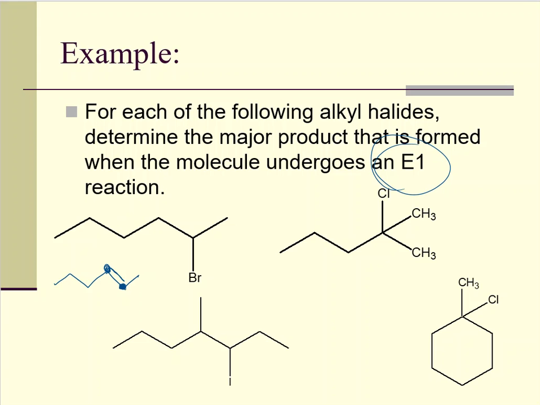Next one, number 2. Let me redraw again. And then it looks like we have a methyl group that's here, and we also have a chloro group that's there. So an E1 reaction is going to happen. Eliminate. So bye-bye chlorine, bye-bye bond. So there we go. So that forms a full-blown carbocation, which is right there.